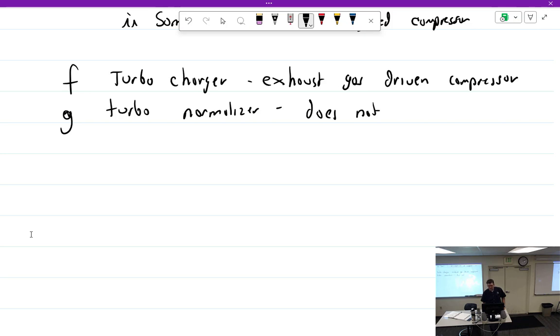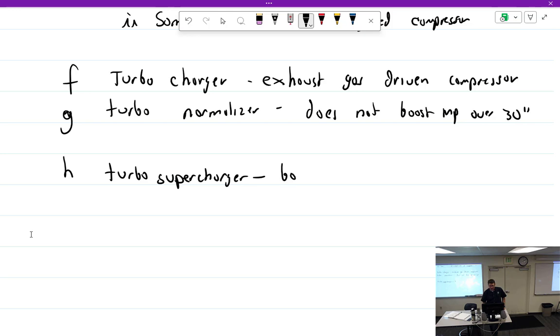Does not boost manifold pressure over 30 inches. Turbo normalized. Turbo supercharger. That boosts manifold pressure over 30 inches.